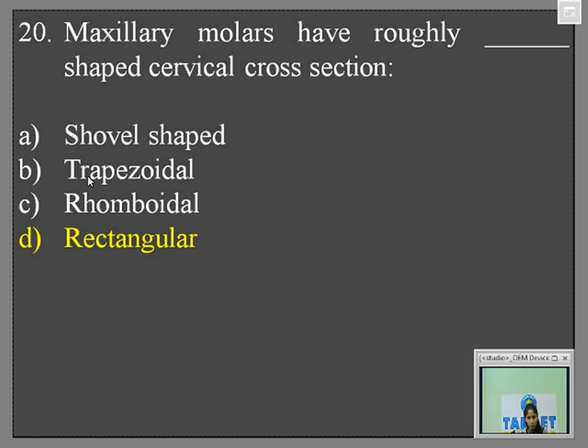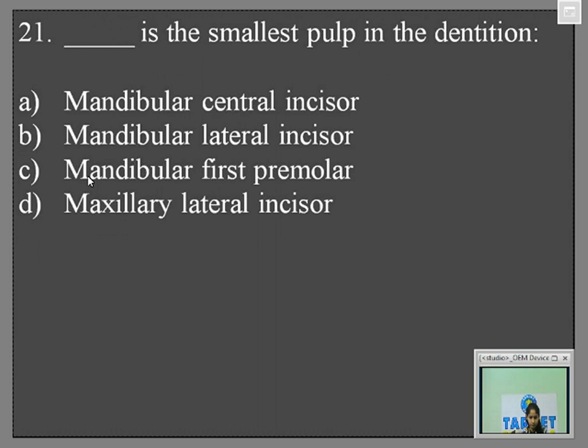If the question says the cross section for mandibular molars, it is triangular when it is 3 rooted, and when 4 canals are present, then you have trapezoidal. Please write it down. For maxillary molars it is rhomboidal. For the mandibular molars it is triangular when you have 3 canals, and it is trapezoidal when you have 4 canals. Is that clear? Trapezoidal when you have 4 canals. Have you all written this down? Yes. There should not be any confusion.